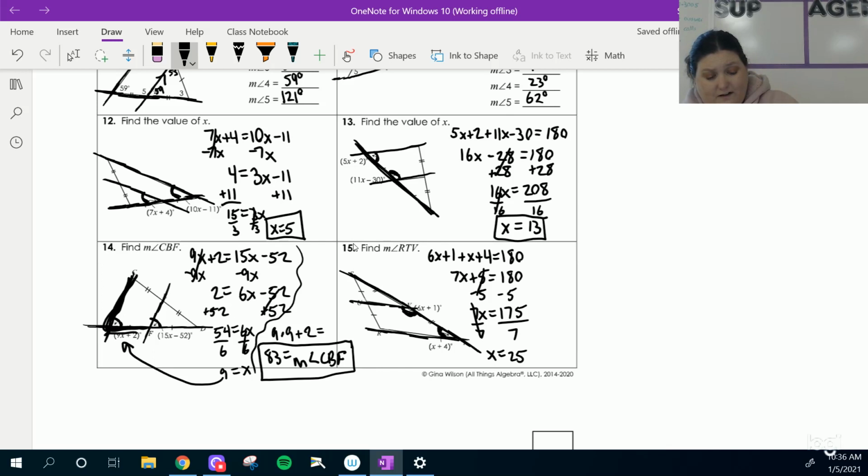But they want me to find the measure of angle RTV. So RTV is right here. So I'm going to take 25 and I'm going to plug it in for this one. So I have 25 plus 4 is equal to 29, which is equal to the measure of angle RTV.